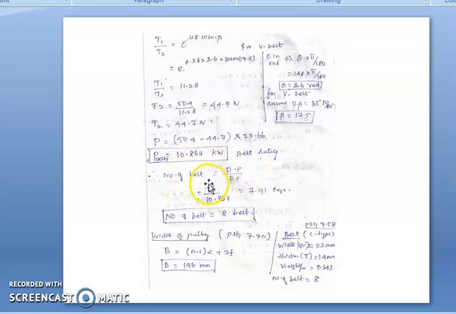Then the number of belts is equal to design power by belt rating. So from this the number of belts is 8. Similarly, the width of the pulley, from page number 7.70, by using this relation, we can find B is equal to 196 mm, since it is going to accommodate 8 V belts on it. So from this problem, we can find all this data.